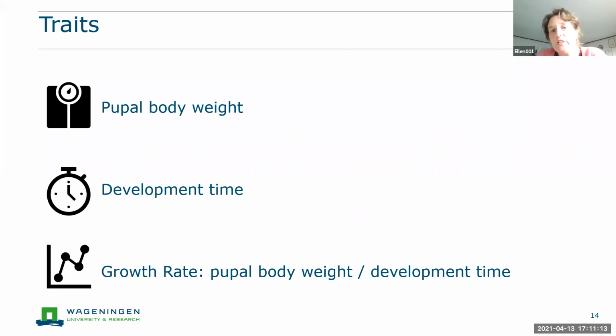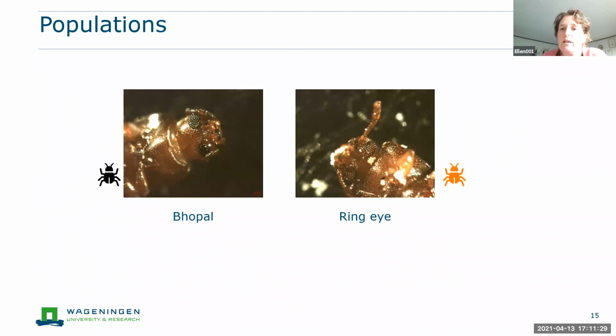The traits that we were interested in were pupal body weight, the development time from placing the parents together until pupation, and the growth rate, which was defined as the pupal body weight divided by the development time. In this study, we used two populations, the Bhopal and the ring eye. The Bhopal has black eyes and the ring eye has some white eyes, so we were able to distinguish between the two populations.